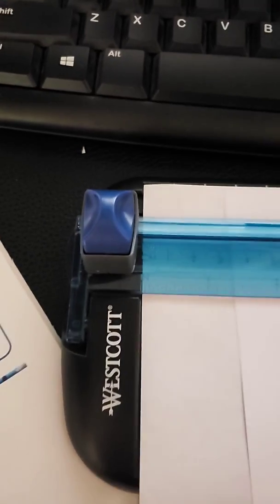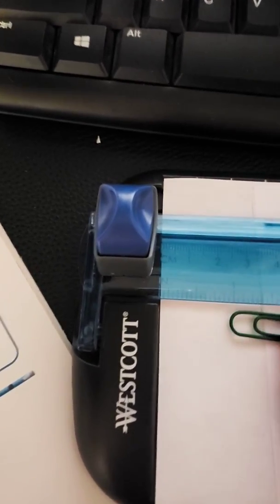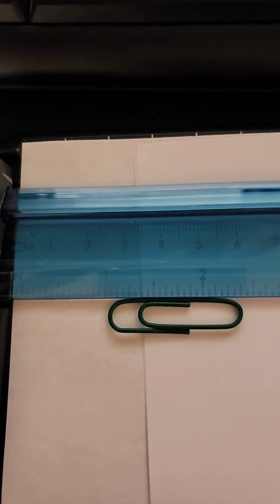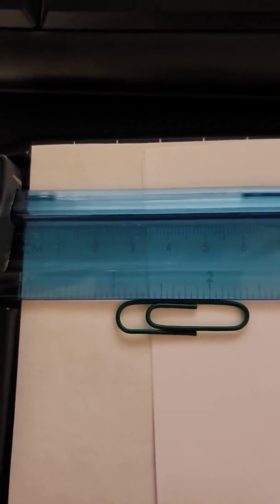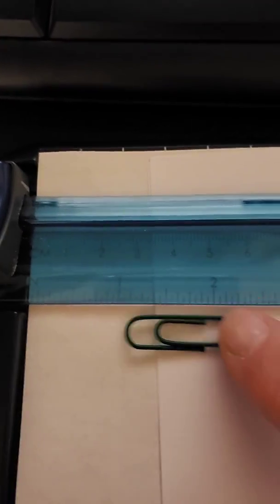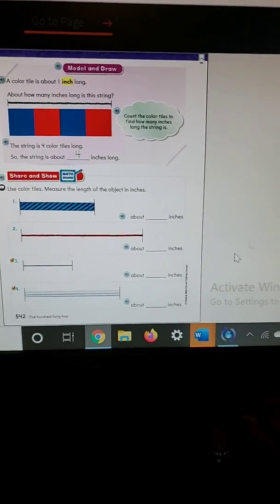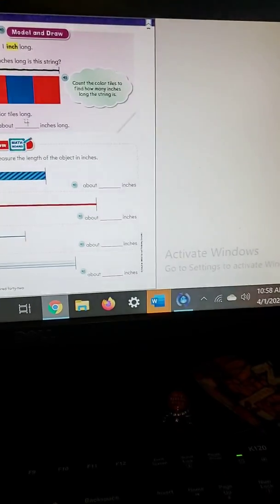Let's see about a paper clip. I think a paper clip is going to be too long, because if we go from 1 inch to past 2, see, it's way too long to use that as a 1 inch measure. So you're going to have to be creative at home to find something to measure with that's 1 inch long, and then go ahead and measure up these units right here.